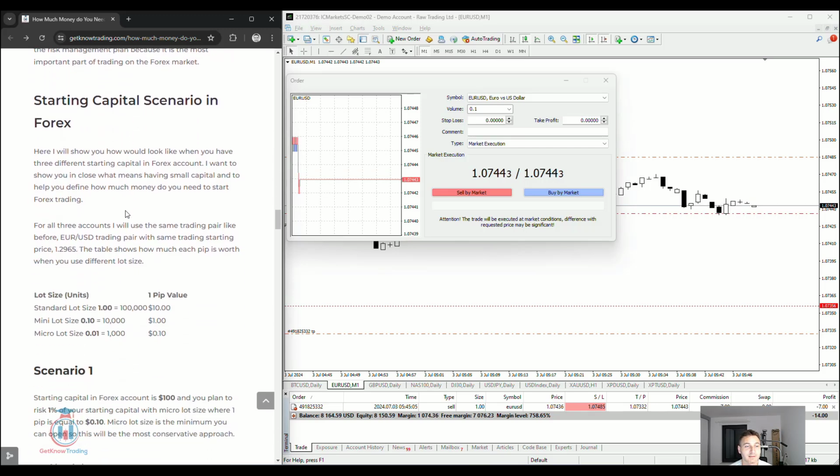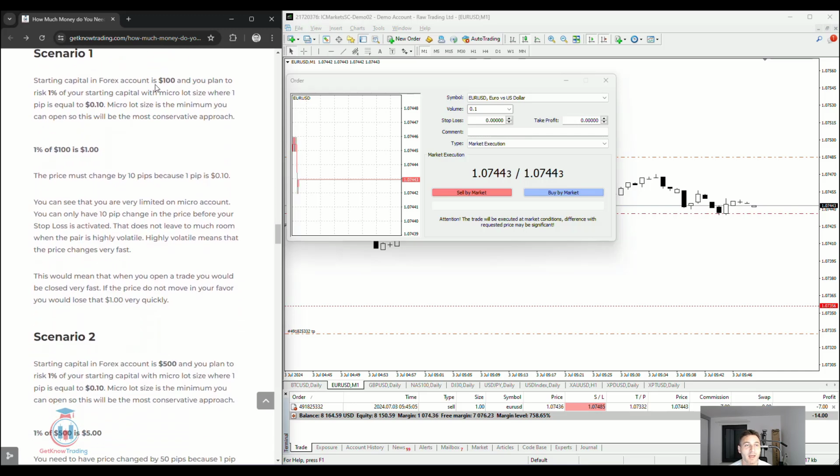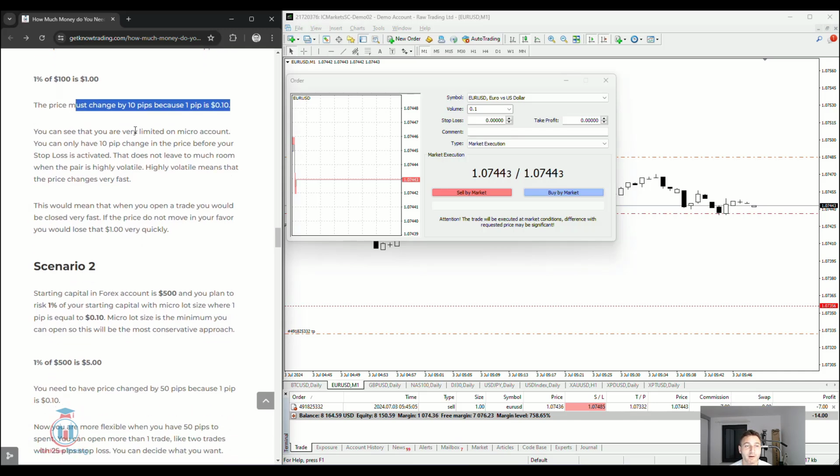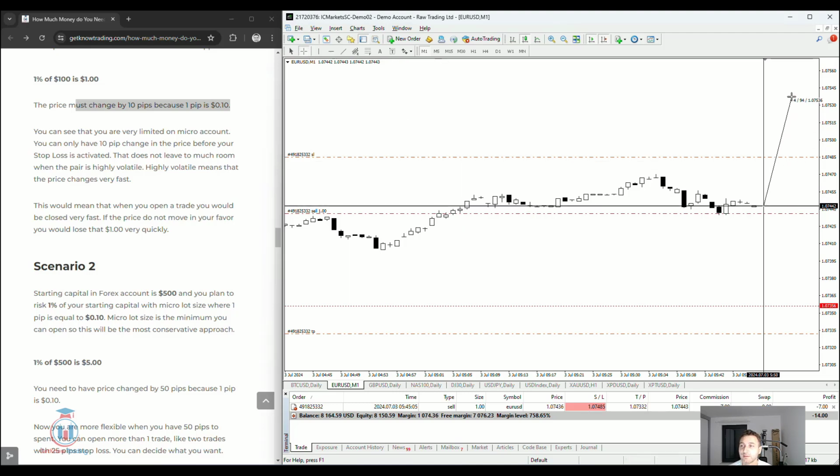Now, here are the scenarios in Forex. Here it is, scenario 1, where you have a starting capital of $100. Now, if you risk 1%, which will be equal to $1, the price must change by 10 pips, because 10 pips multiplied with 0.1 will give you $1. You can see that you are very limited. Why? Because if you have a 10 pips change, this is very fast, the price can change in a minute.